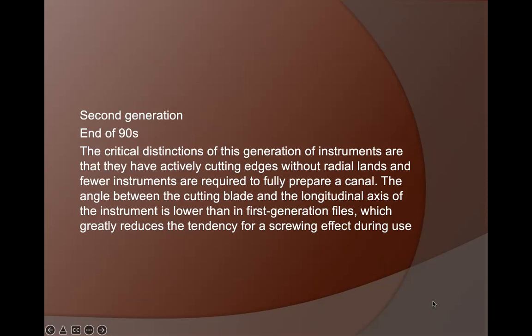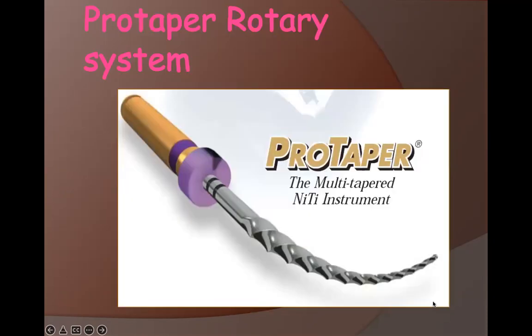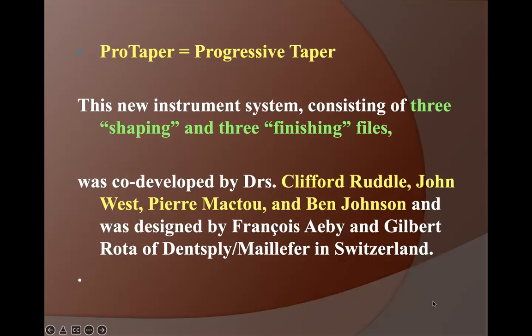The second generation was introduced by the end of the 1990s. Here we have positive rake angles. This generation introduced files of different tapers rather than 2 or 4. It introduced variable taper. The examples are ProTaper Universal, K3, and BioRace. And the ProTaper system is considered the gold standard in second generation systems.